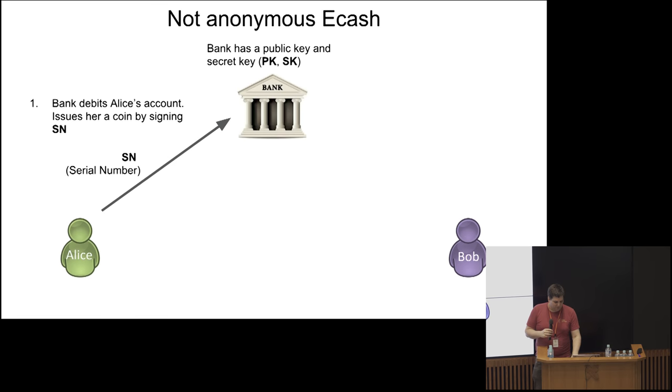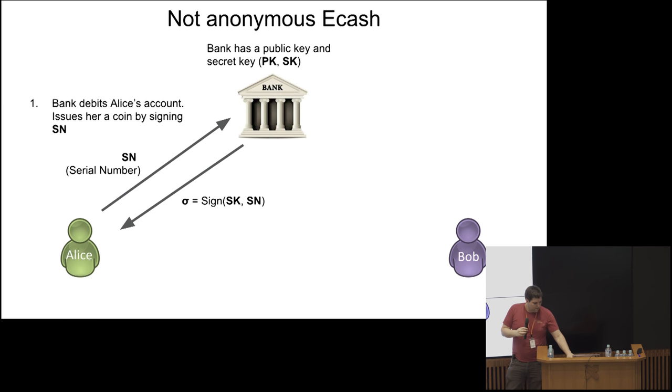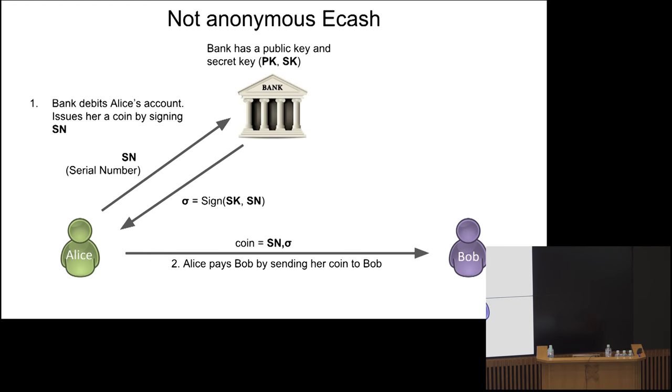And the way in which the bank issues her a coin is that Alice chooses a random number that we call the serial number, or SN. The bank signs the serial number, basically saying, I've authorized one coin to Alice, and we're going to use sigma to represent signatures here. And then when Alice wants to buy something from Bob, the way that she does this is that she sends her coin to Bob, and her coin consists of her serial number and a signature that shows that the serial number is, in fact, authorized by the bank.